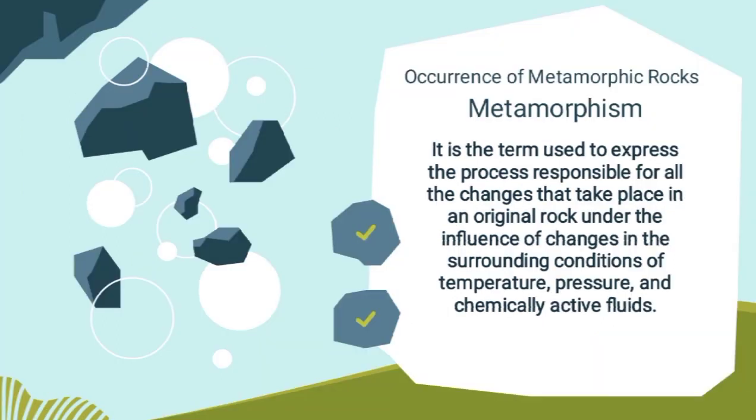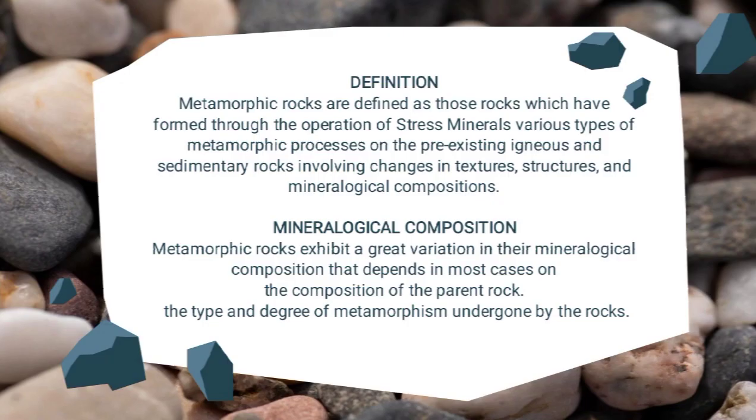The occurrence of metamorphic rocks. Metamorphism is the term used to express the process responsible for all the changes that take place in the original rock under the influence of changes in the surrounding conditions of temperature, pressure, and chemically active fluids. Actually, it undergoes some sort of change, which is the metamorphosis, as I mentioned a while ago, and it happens because of exposure to very intense heat or pressure.